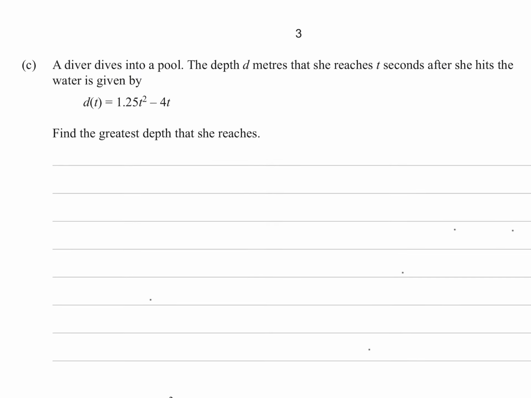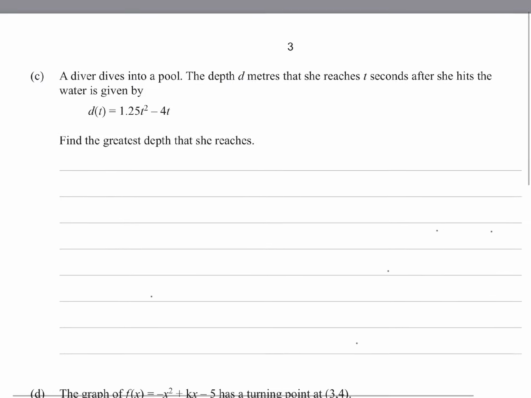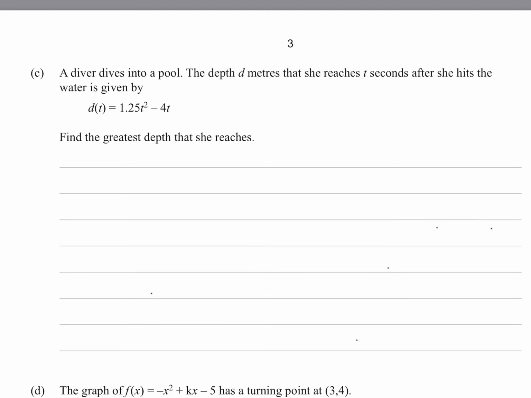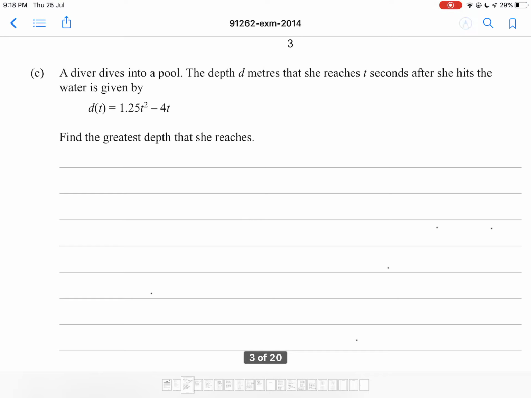Question C. A diver dives into a pool. The depth, d meters, as she reaches t seconds after she hits the water is given by d of t equals 1.25t squared minus 4t. Find the greatest depth that she reaches.